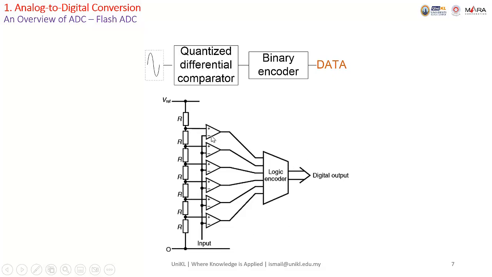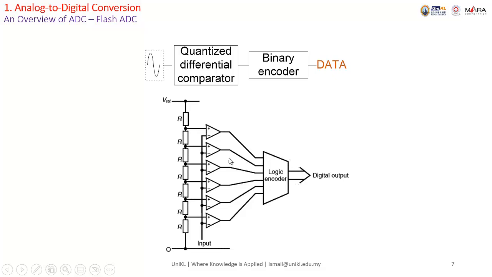So we can see here it is just a matter of the time taken to compare the input signal with the different voltages and then feed to the logic encoder. The propagation delay is very small, see, the propagation delay of 12 microsecond. So it's very fast, right? So that's why we call it flash ADC.